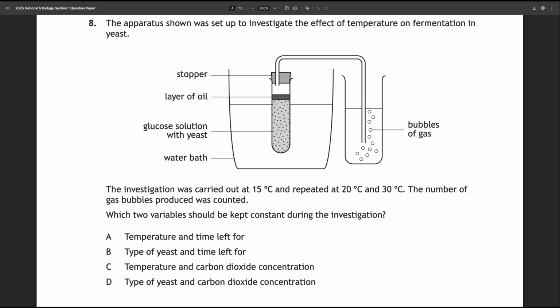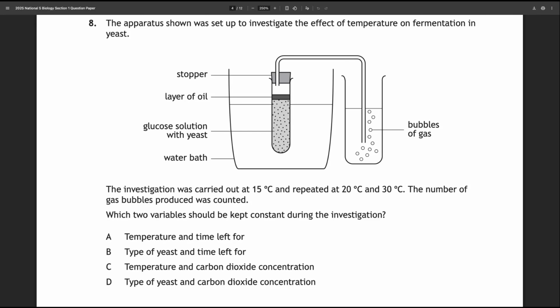Question 8. The apparatus shown was set up to investigate the effect of temperature on fermentation in yeast. The investigation was carried out at 15 degrees and then repeated at 20 and 30 degrees. The number of gas bubbles produced was counted. Which two variables should be kept constant during the investigation? So the choices are temperature and time left for, the type of yeast and the time left for, the temperature and the carbon dioxide concentration, and the type of yeast and the carbon dioxide concentration.